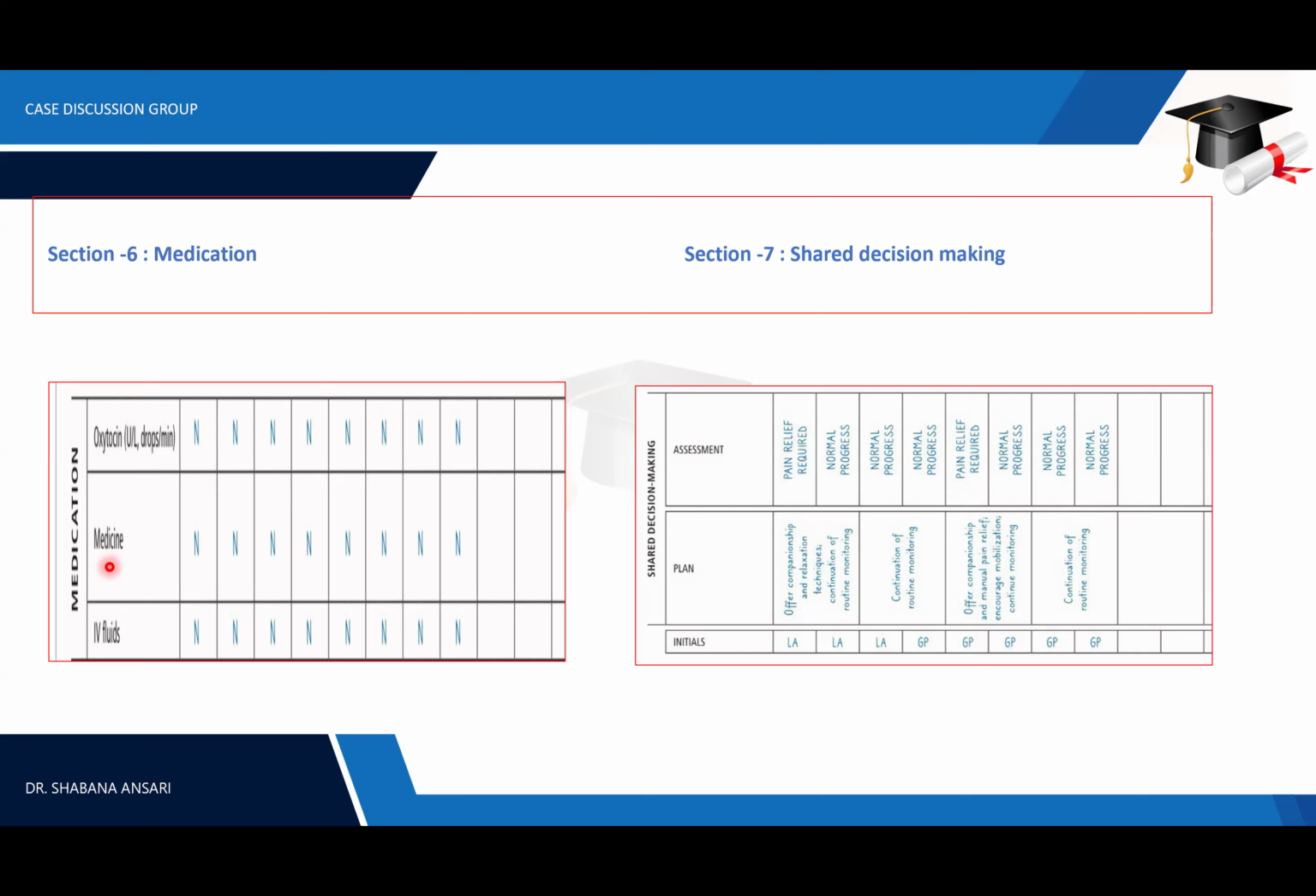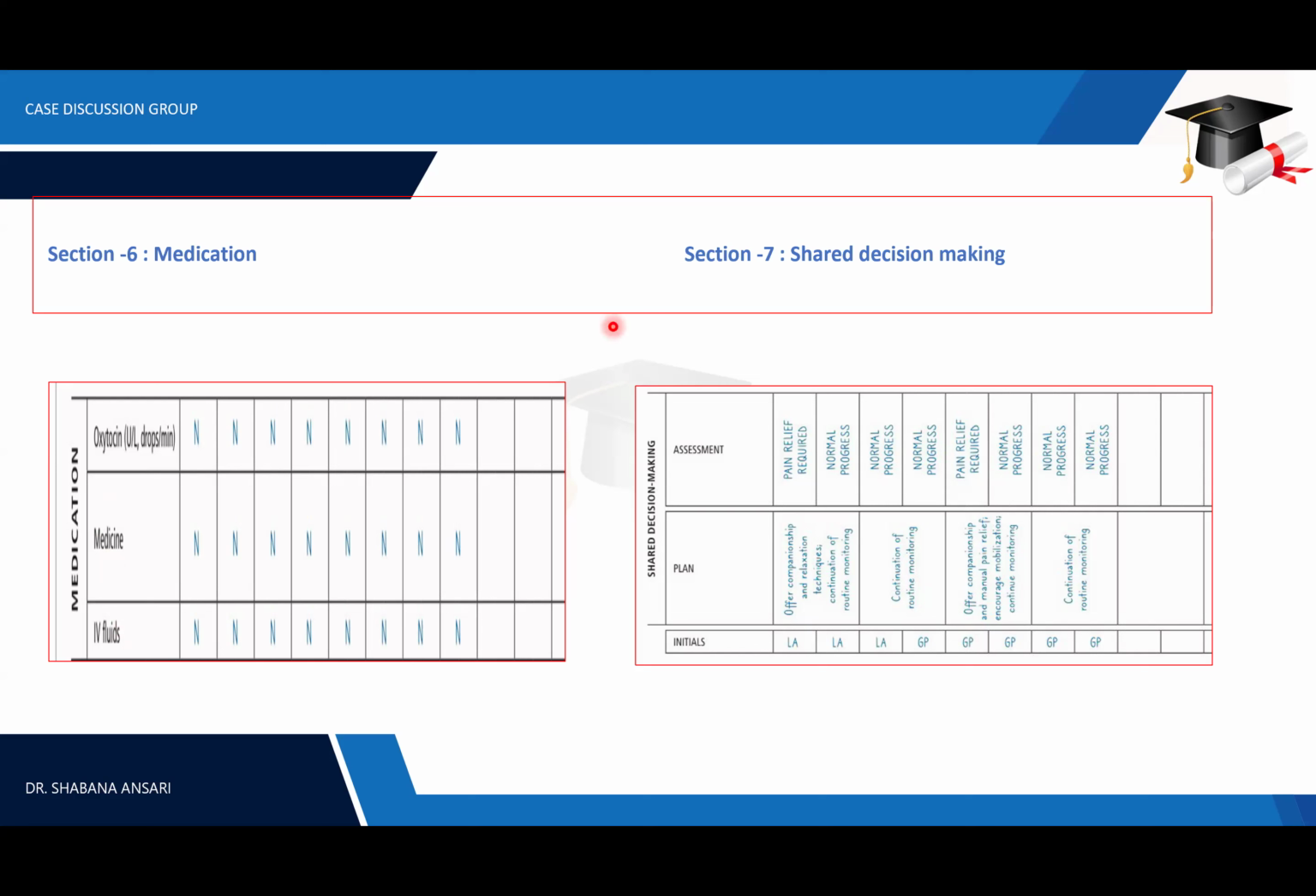And the medication. If we are giving any other extra medication, like pethidine or any other medication, that also we have to mention here in terms of the dose and the route, like whether we are giving oral or IV. So the specific route and the dose of the medication we have to write here. For the IV fluid here also, N means not given. If we are giving, we have to mention the name of the fluid and the drops per minute specifically.